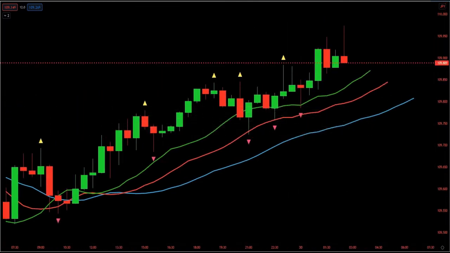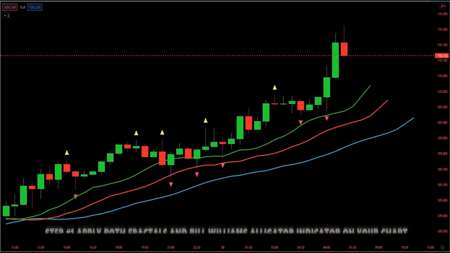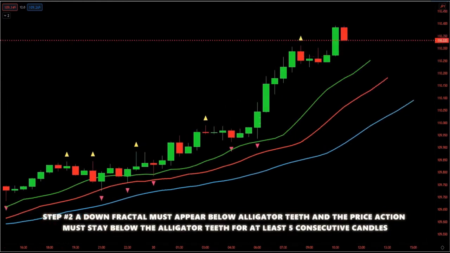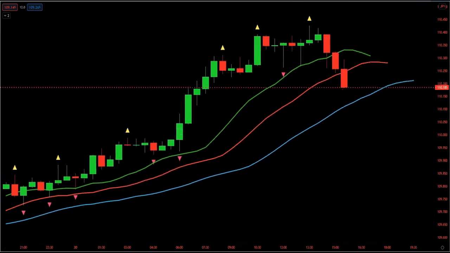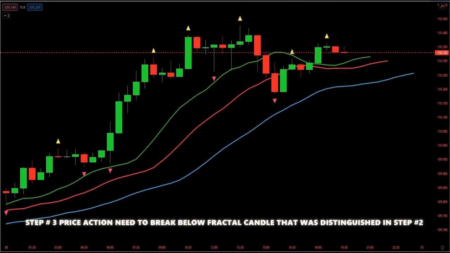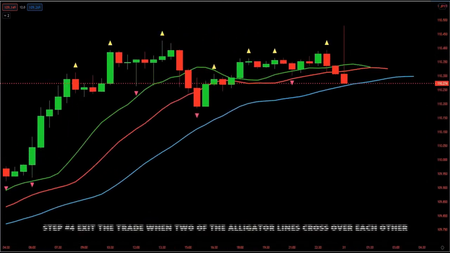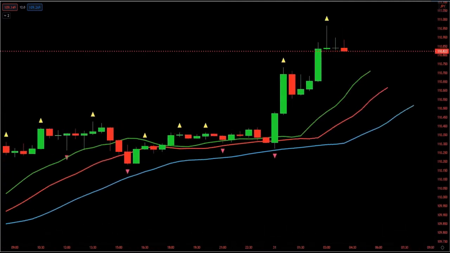Sell trade steps. Step number 1, apply both fractals and Bill Williams alligator indicator on your chart. Step number 2, a down fractal must appear below alligator teeth and the price action must stay below the alligator teeth for at least 5 consecutive candles. Step number 3, price action needs to break below the fractal candle that was distinguished in step number 2 and then sell. Step number 4, exit the trade when two of the alligator lines cross over each other.